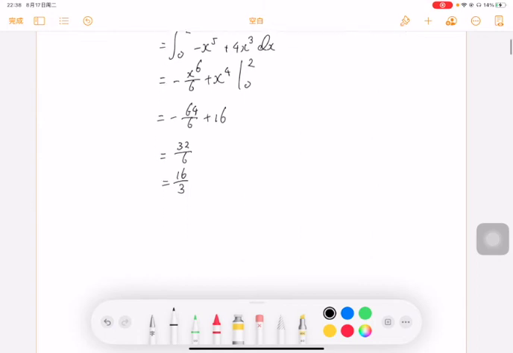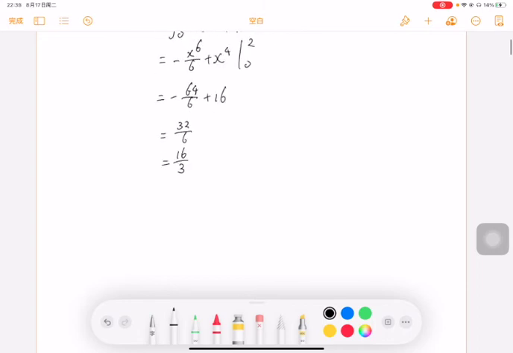So therefore, for a general problem of finding the volume using a double integral, here is the general outline.